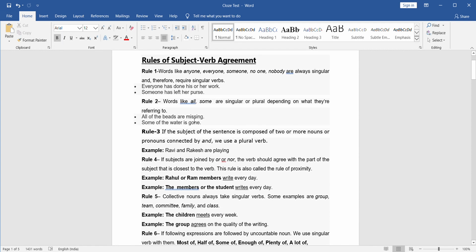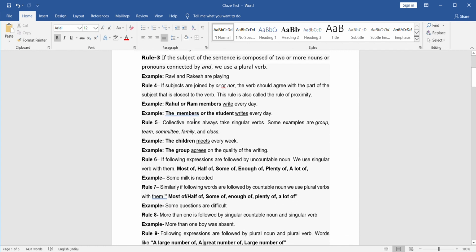Now come to rule number three. Rule number three says that when we are combining two or more nouns and pronouns connected by 'and', we use the plural verb. Coming to rule number four, if subjects are joined by 'or' or 'nor', the verb should agree with the part of the subject that is closest to the verb.